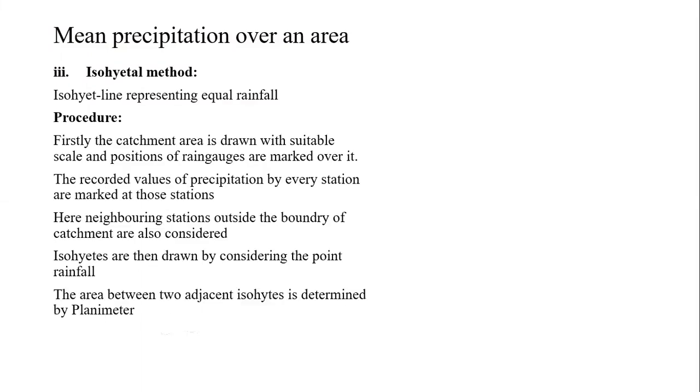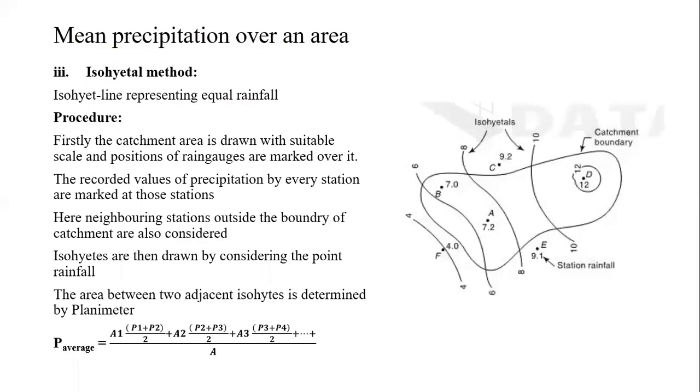In the isohyetal method, we prepare the map, then mark the positions of the stations and the corresponding recorded rainfalls. Afterwards, we draw the isohyets. Isohyets are lines representing the same rainfall, and we multiply the area enclosed between two isohyets by the average of those two isohyets.